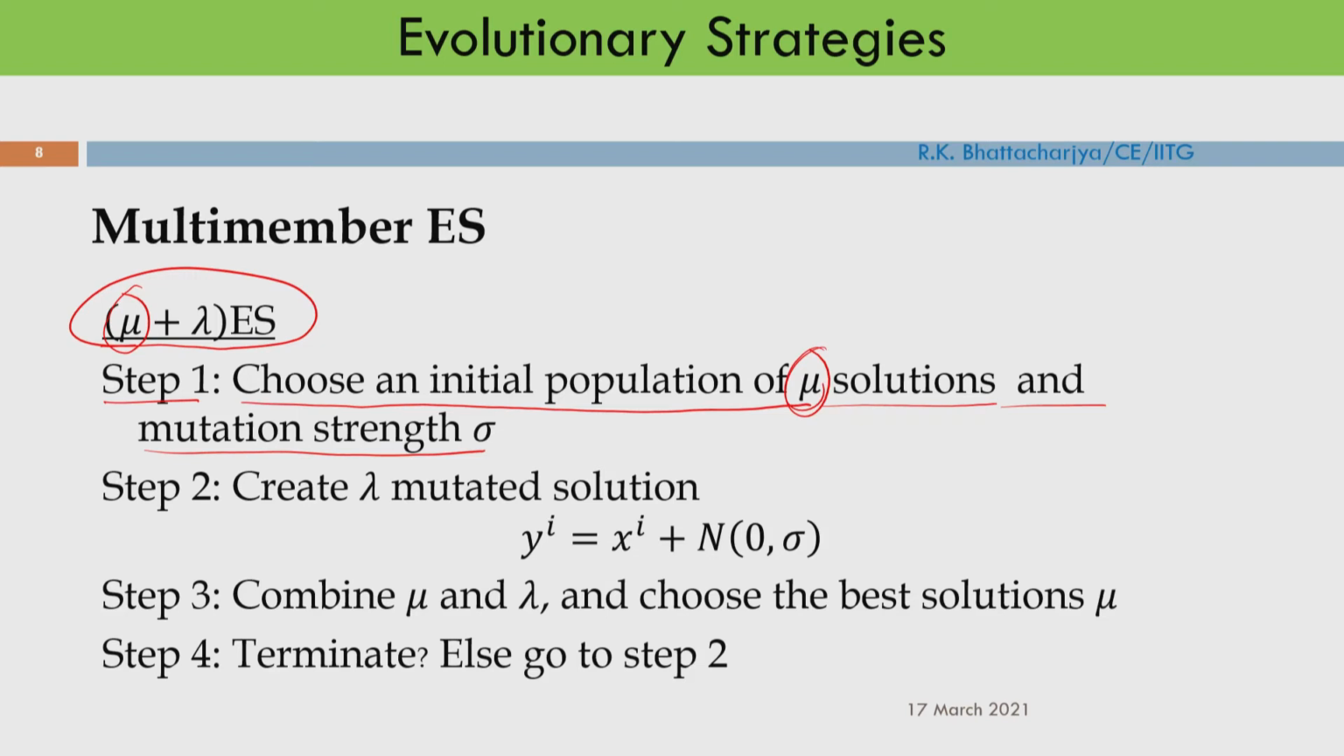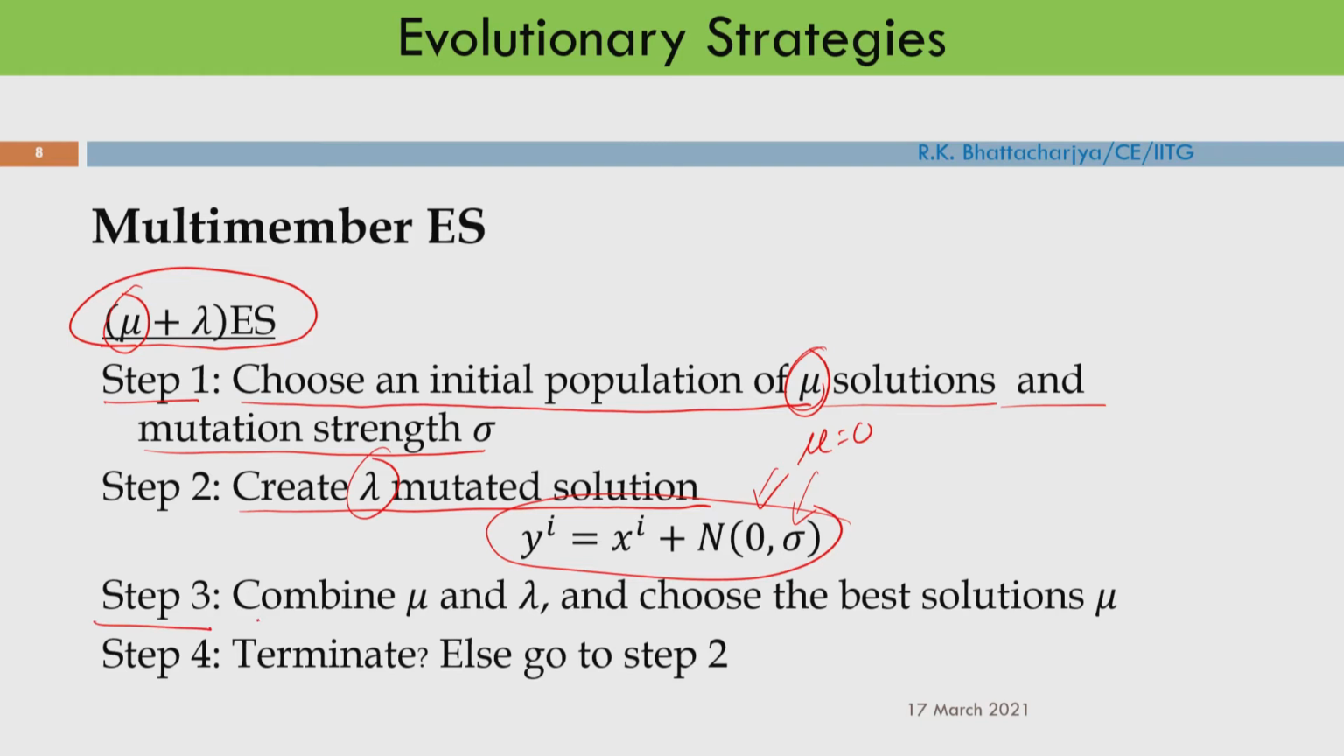Now, from this initial mu solution, create lambda mutated solutions using this equation, that means y_i equals x_i plus N(0, sigma). Sigma we have already defined, and the mean is 0. So, we have used a Gaussian distribution here with mean 0 and standard deviation sigma. So, I am creating a new population, okay, a lambda population from the mu population.